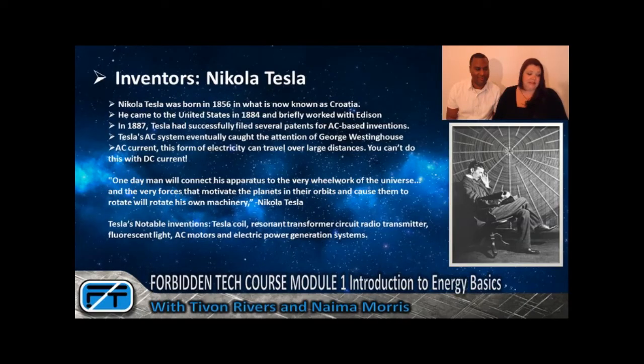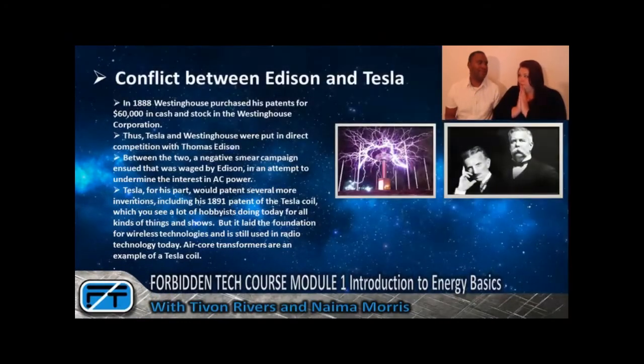For circuit radio transmitter, fluorescent light, AC motors, and electric power generation systems. Which is what we use to power our whole electric grid today. Yes, that's right. The AC system. We're going to go into the current wars. So there's a few slides here on the current war.